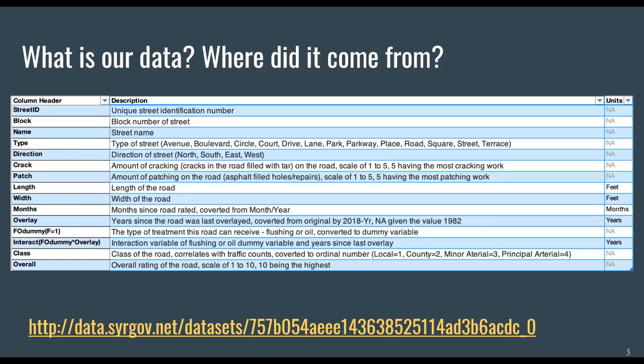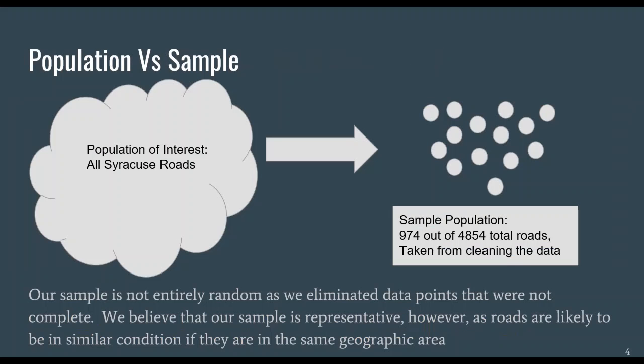We got this data from data.syrgov.net, which is the official website for the Syracuse local government, which they released this data on their roads. We imagine this stuff originated in their highway department or some similar entity. Right, so the population of interest is all Syracuse roads, but then we cherry-picked 974 of the roads in question. These were the ones that had the most complete data. We believe that our sample is still representative, if not exactly random, since roads are likely to be in similar condition if they're in the same geographic area of Syracuse.